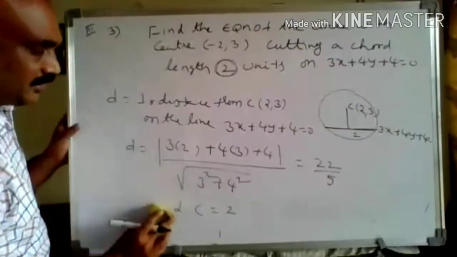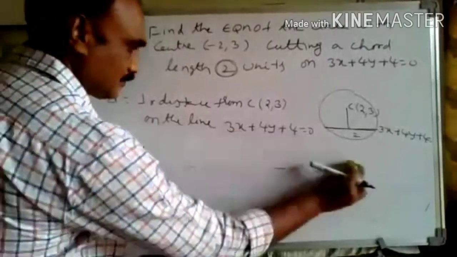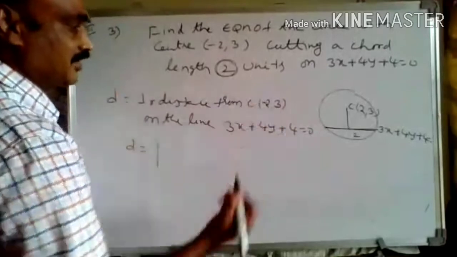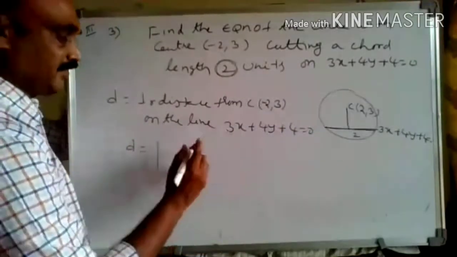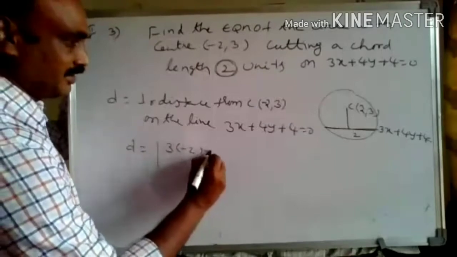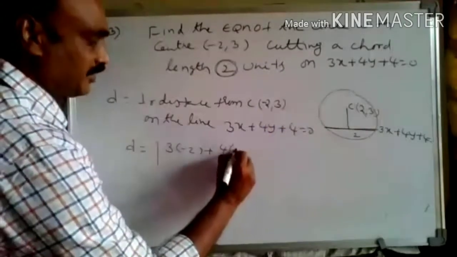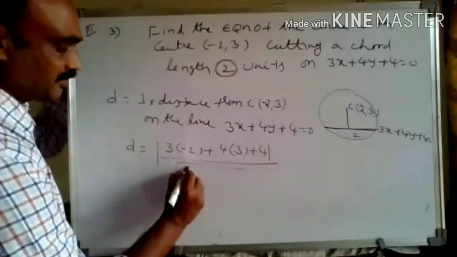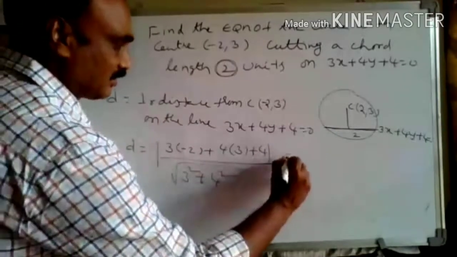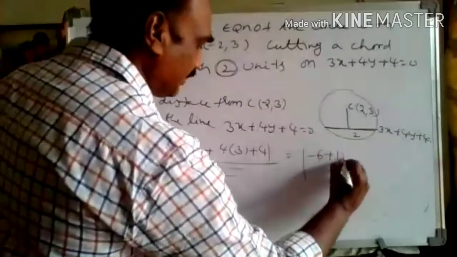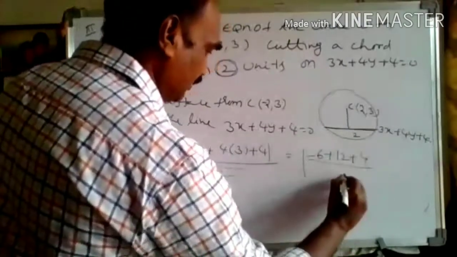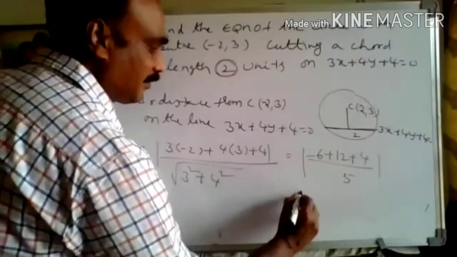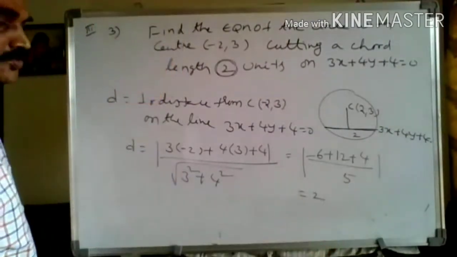Okay students, d is equal to, taking the center as minus 2 comma 3, d is equal to mod of ax1, 3 into minus 2, plus b y1, 4 into 3, plus 4 by root of a square plus b square, root of 3 square plus 4 square. So that is equal to minus 6 plus 12 plus 4 by root 25, which is 5. 10 by 5 is 2. So d is equal to 2.